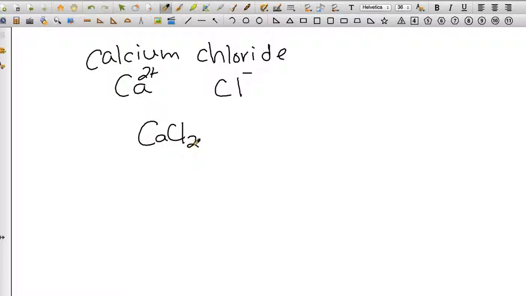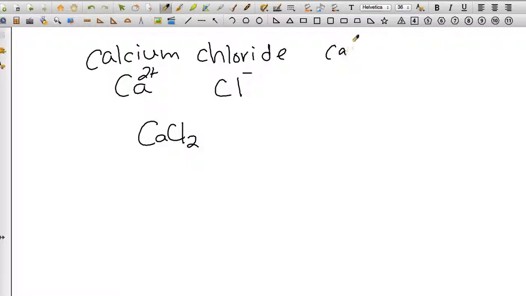So if we take the subscript 2 multiplied by the superscript negative 1, we get negative 2 electrons. That means 2 electrons are being pulled in. There is no 1 there, but we recognize that there'd be 1 calcium times the 2 positive is 2 electrons being given away. This is the correct chemical formula for calcium chloride.